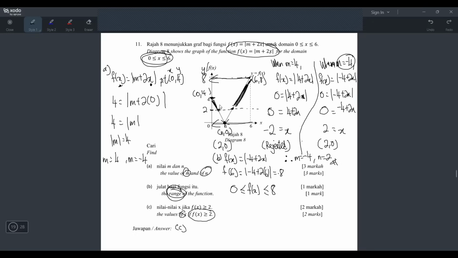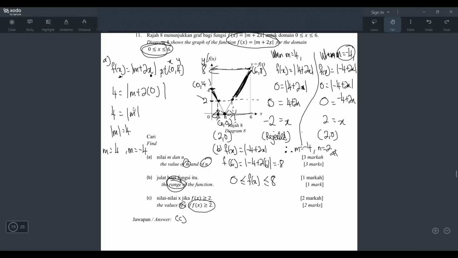It means your x answer will be smaller than this point, and bigger than this point, right? It means I have to find this one and this one. And how you do that is very easy. You just take 2 and substitute it into the f(x) equation, not the x, into f(x), and you will get 2 answers. Those 2 answers will be this one and this one. But you have to write smaller than this one, bigger than this one.